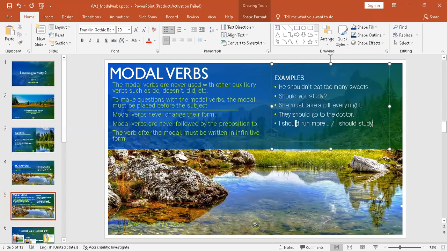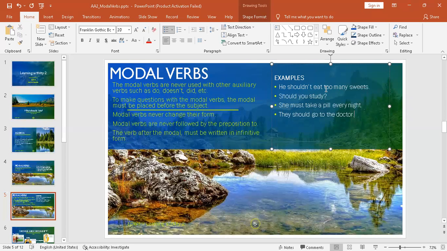Yo no le pongo acá should to run, should to study, no, sino directamente pongo el verbo después del modal. Debo correr, debo estudiar, debo escribir. Si quiero terminar el artículo, entonces I should, you should write, you should start writing, right? Entonces, en infinitivo, pero sin el to, sin la partícula to. Entonces acá teníamos más ejemplos.